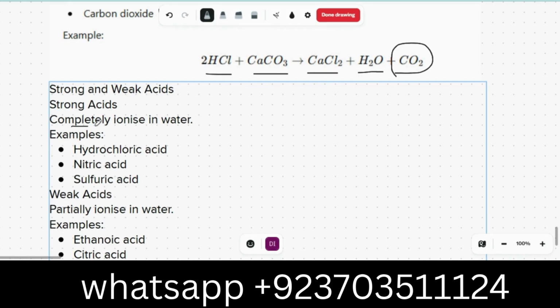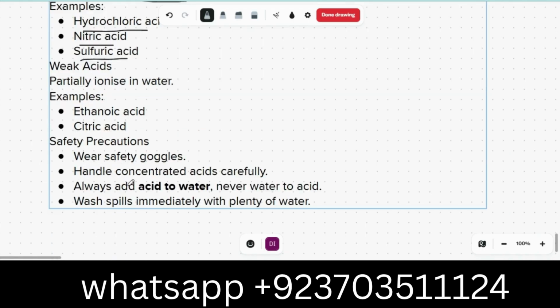Strong and weak acids. Strong acids are those acids that completely ionize in water. For example, hydrochloric acid, nitric acid, sulfuric acid. Weak acids are those acids that partially ionize in water. For example, ethanoic acid, citric acid.